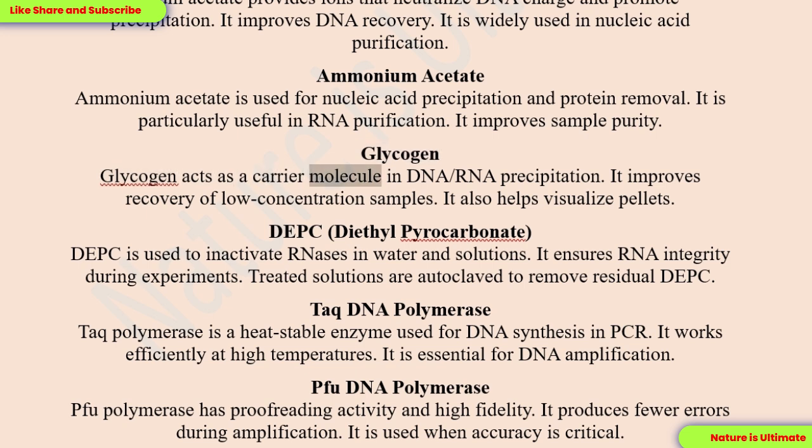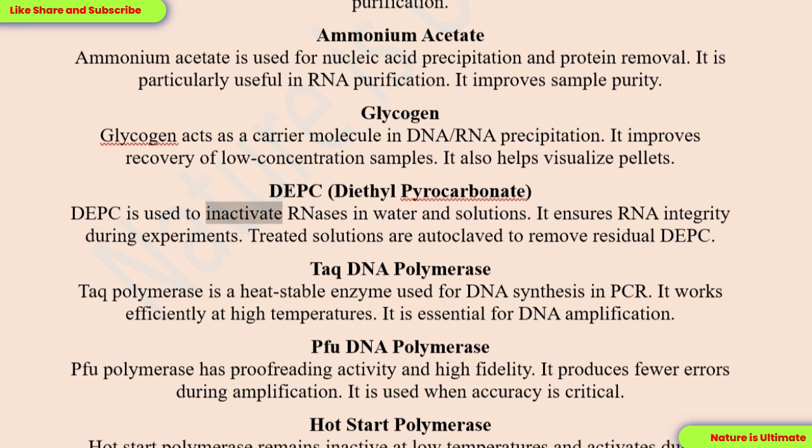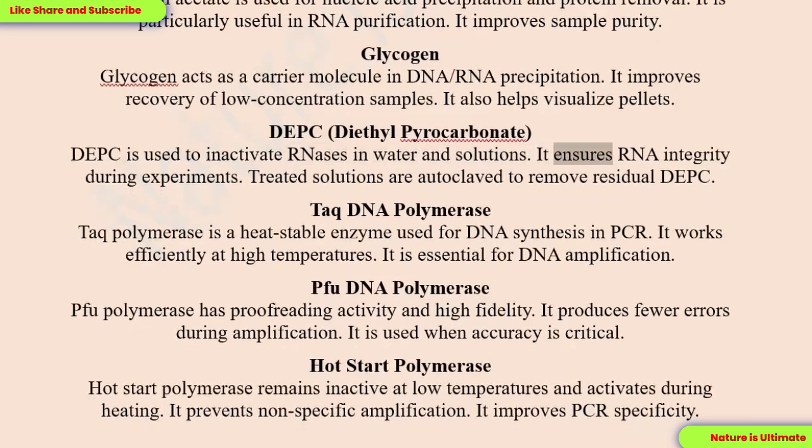Glycogen. Glycogen acts as a carrier molecule in DNA/RNA precipitation. It improves recovery of low-concentration samples. It also helps visualize pellets. DEPC, diethyl pyrocarbonate. DEPC is used to inactivate RNases in water and solutions. It ensures RNA integrity during experiments. Treated solutions are autoclaved to remove residual DEPC.